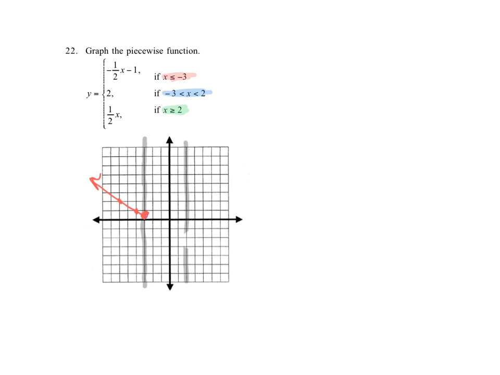Then my next y equals 2 is a horizontal line where all the y values are 2. And I only want it between -3, open circle, and 2, open circle. So I'm going to erase the sides. And then lastly, 1/2 x starts at 0, 0, goes up 1 over 2, up 1 over 2. And it's an open circle on the line. And I only want things to the right of that line, and so I'll erase the rest. And then whether you erase your dashed lines or not is okay.